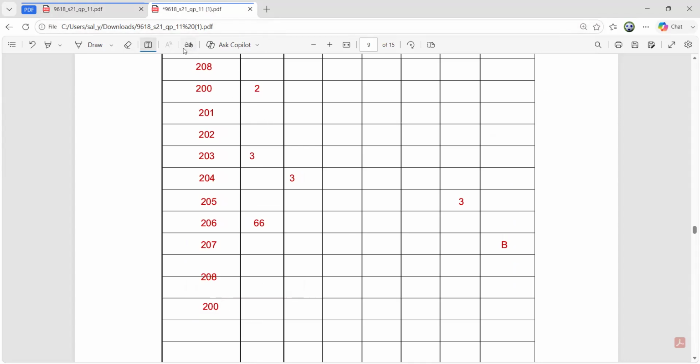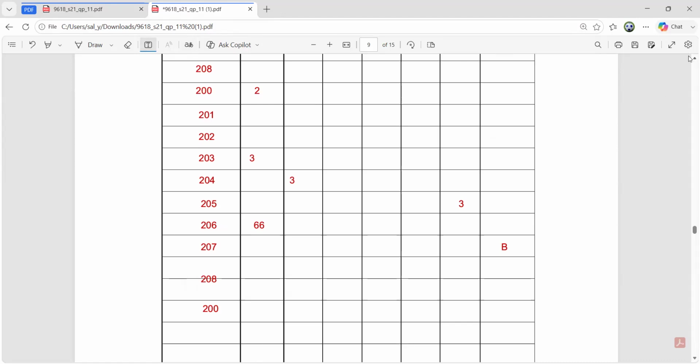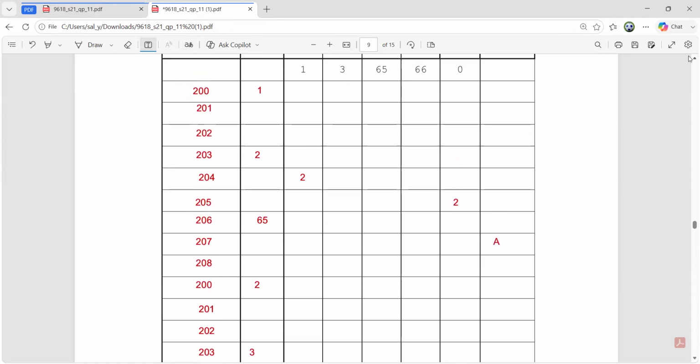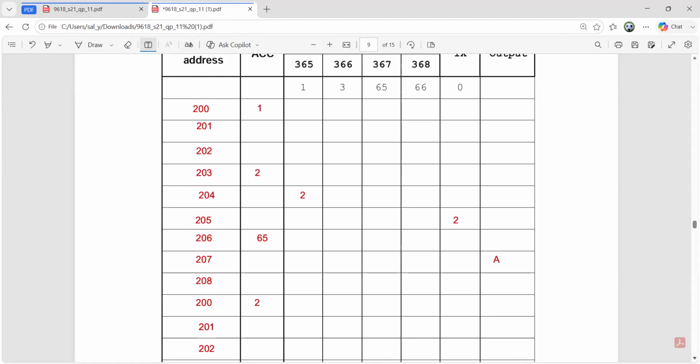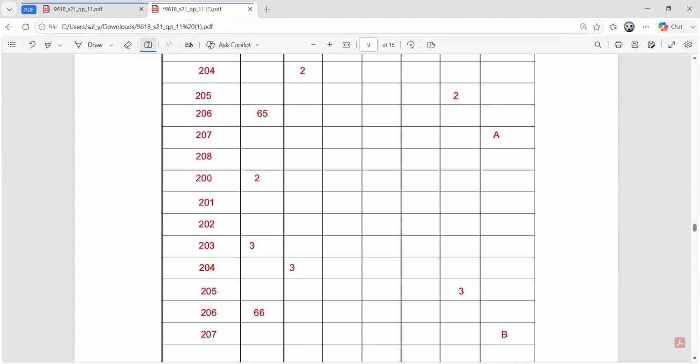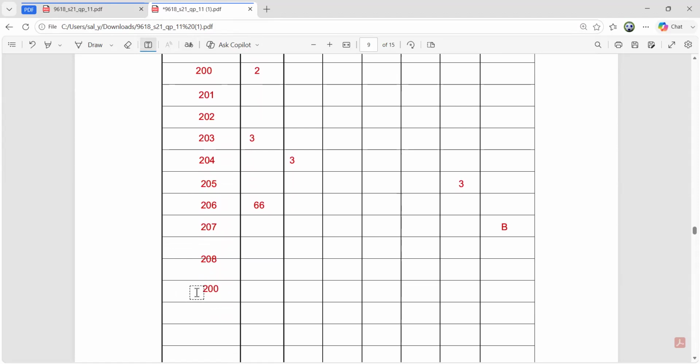Yes, 365. And 365 is holding what? 365 is holding the value of 3 now. So now with this one, what will happen? This 200 means the contents of your location 365 will be stored in your accumulator. So this is going to happen. And then 201.